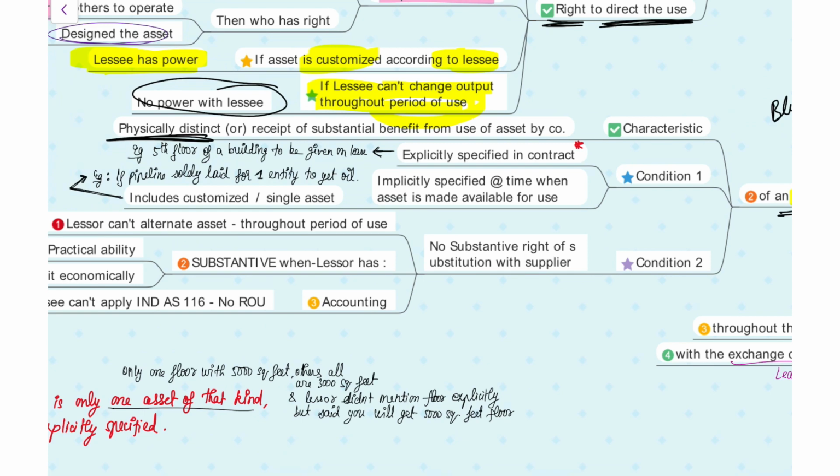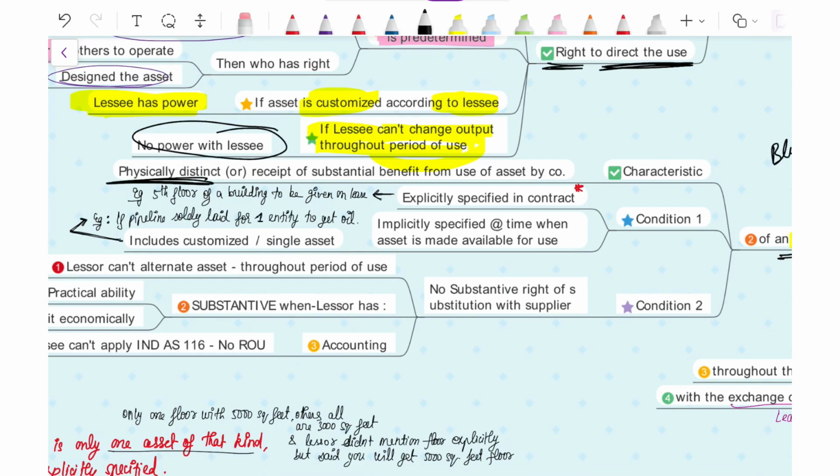But now let's see that there are two conditions that an asset has to fulfill to be called an identified asset. So now that we have understood there are two conditions, let's first see what condition number 1 is. Condition number 1 tells you that the asset which is going to be used as part of the lease should be explicitly specified in the contract.